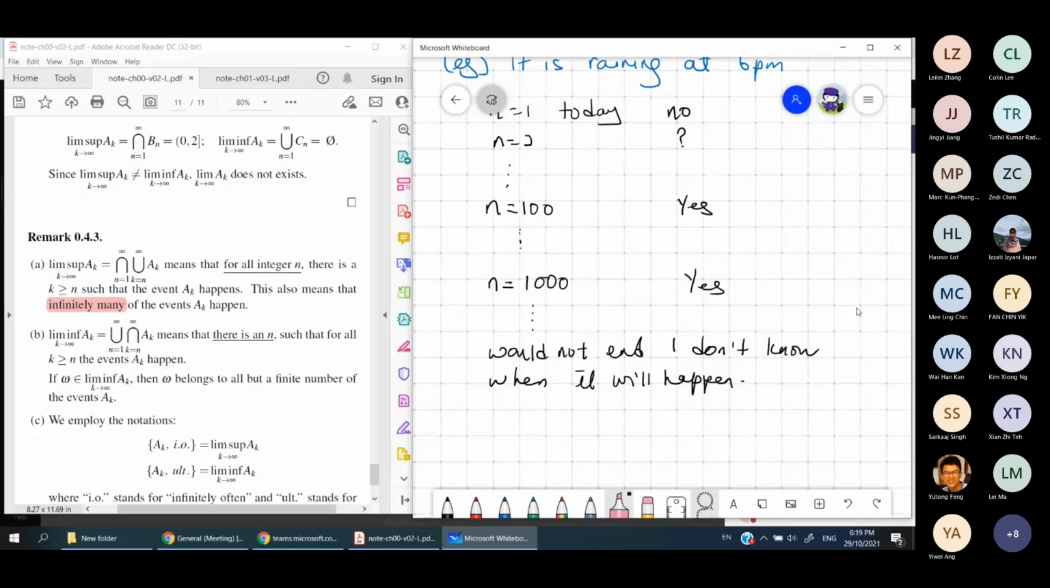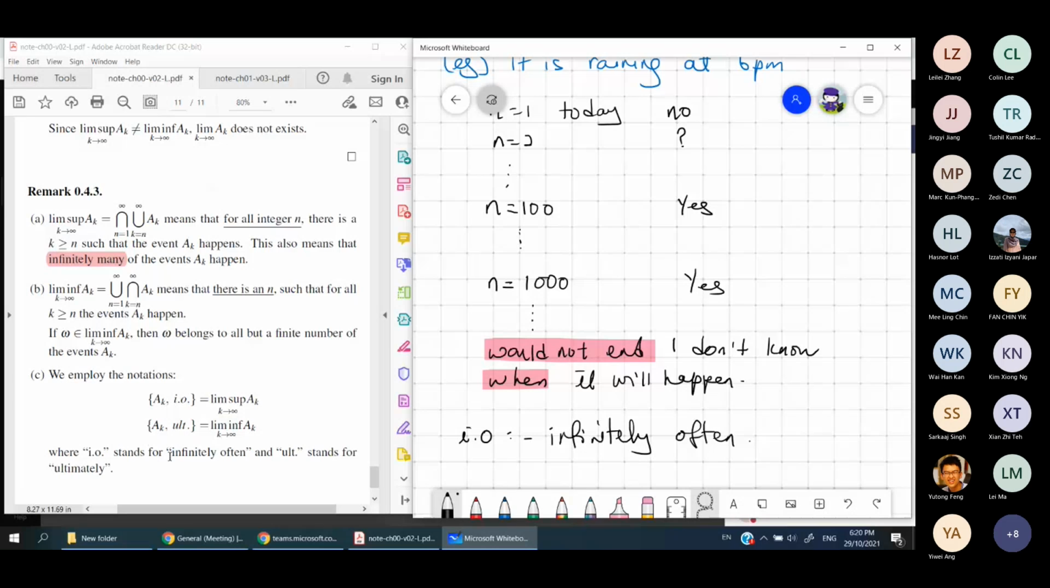So first of all, it will not end. It will keep on happening and happening again. It's just that I don't know when it can happen. So that's why in this process we can also say this is i.o., which means infinity often. So in a way we can also say that the limit supremum of A_k will be also say that A_k i.o. What's the meaning of i.o. here? It stands for infinity often.